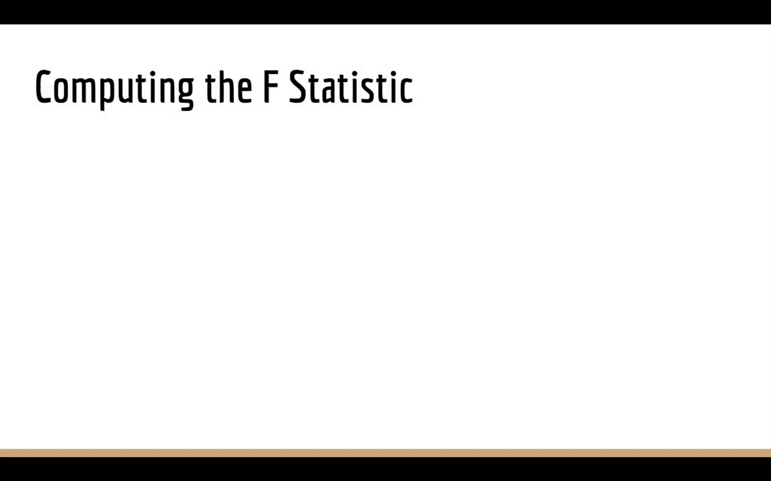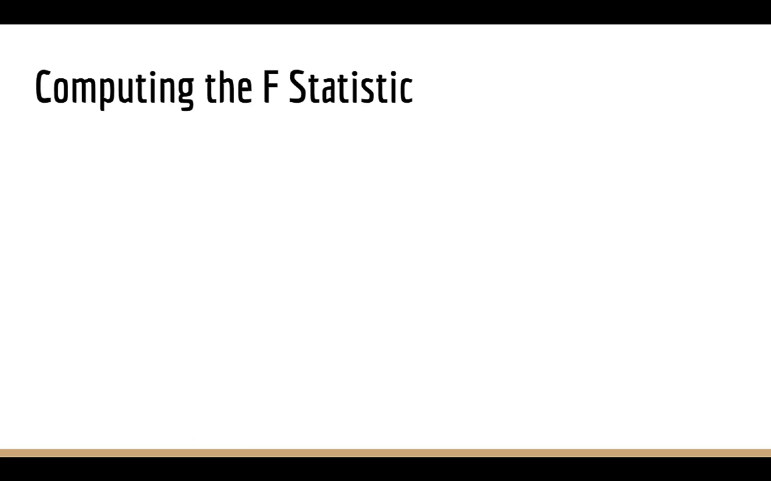So how do we compute that F statistic? The whole goal of statistics is to explain the variance in our data. We want to know why different people get different results. So remember, in correlation, the effect size was the proportion of variance explained. That's what we want to do. We want to explain variance, and the more we can explain, the better.